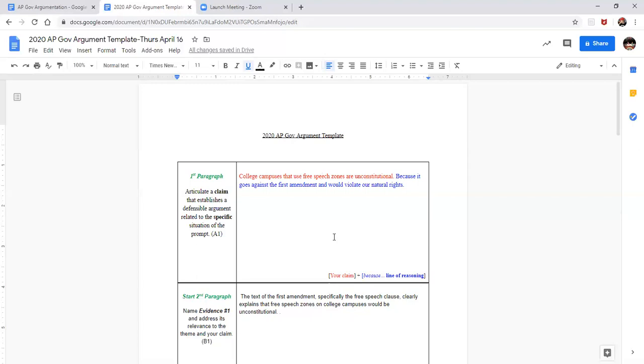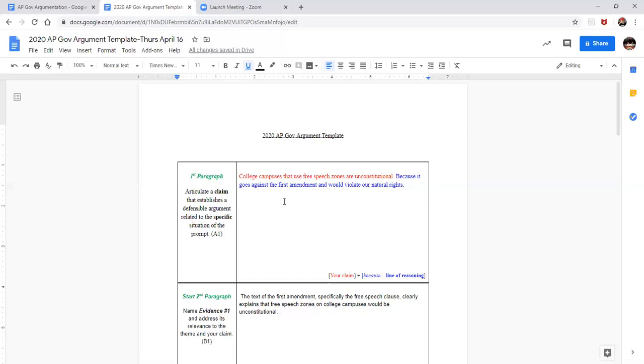Here is the one I chose. College campuses that use free speech zones are unconstitutional, okay? So there's my defensible claim. I'm saying that free speech zones on college campuses are unconstitutional because they go against the First Amendment and would violate our natural rights, okay? So there are my 2 points in my line of reasoning. That's all I have to have in my first paragraph, done, okay?